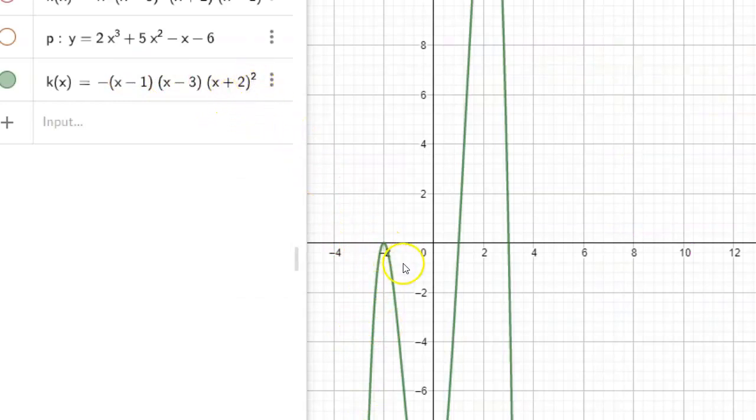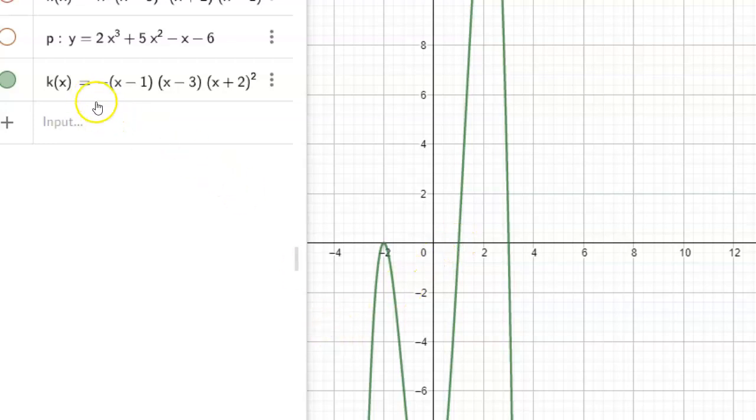My video's getting kind of long, so we're going to stop it. We've got this negative 2 here. It bounces because the multiplicity is 2. This 3, it passes through at positive 3. And you've got a positive 1, so it passes through there.